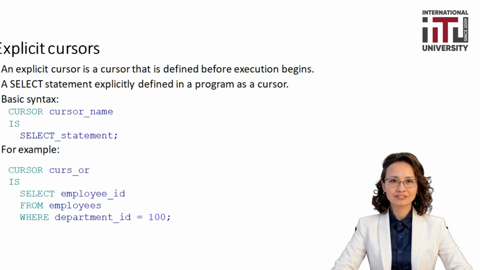An explicit cursor is a cursor that is defined by the programmer before execution begins. It is based on a select statement that you write and control manually. The basic syntax starts with the keyword cursor, followed by the cursor name, and then the select statement that defines the data to be retrieved. For example, we can declare a cursor named curs_or, which selects employee ID from the employees table, where the department ID equals 100. This cursor will return all employees in that specific department. Explicit cursors give you more control over how data is fetched and processed in PL/SQL programs.